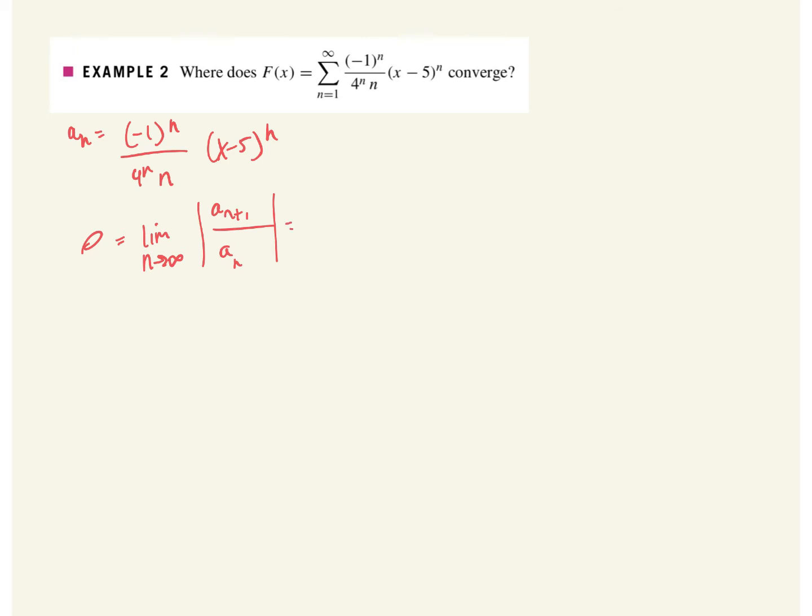So the limit as n approaches infinity, the a sub n plus 1. We can drop the negative 1 to the n power, right, because we're looking at the absolute value. That's just what's making it alternate. And everything else is going to come through. So I would have an x minus 5 to the n plus 1 divided by 4 to the n plus 1 times n plus 1, multiplying by the reciprocal of a sub n. So I would have a 4 to the n, an n, x minus 5 to the n.